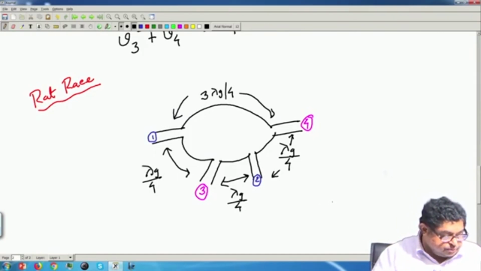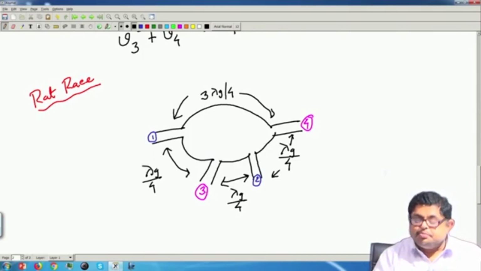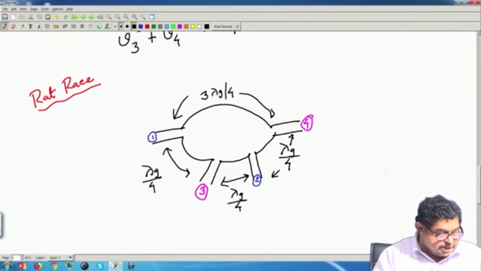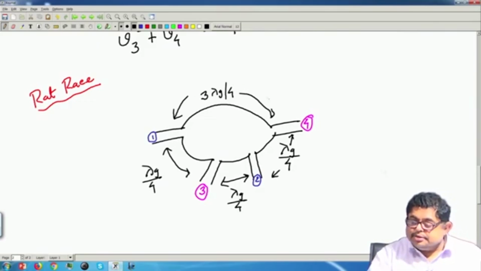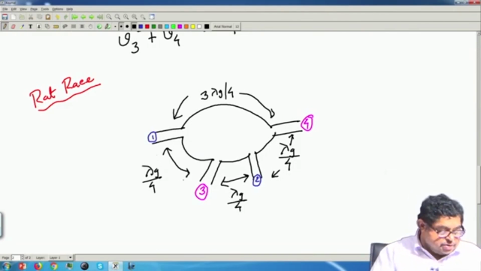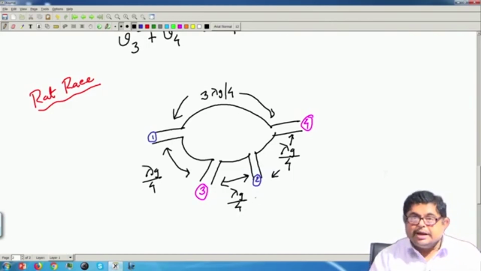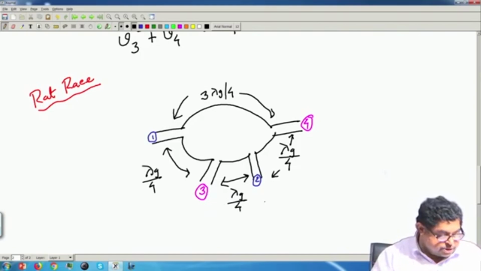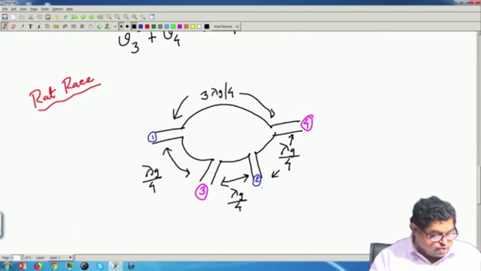Similarly, the same signal reaches port 3 by two different paths. One path is 5 lambda g by 4, that means basically lambda g by 4, and another is this. So, again the path difference is lambda g. So, that gets reinforced. Then it reaches port 2 by two paths, and the path difference between the two is lambda g by 2. So, they cancel out. So, nothing comes from this.